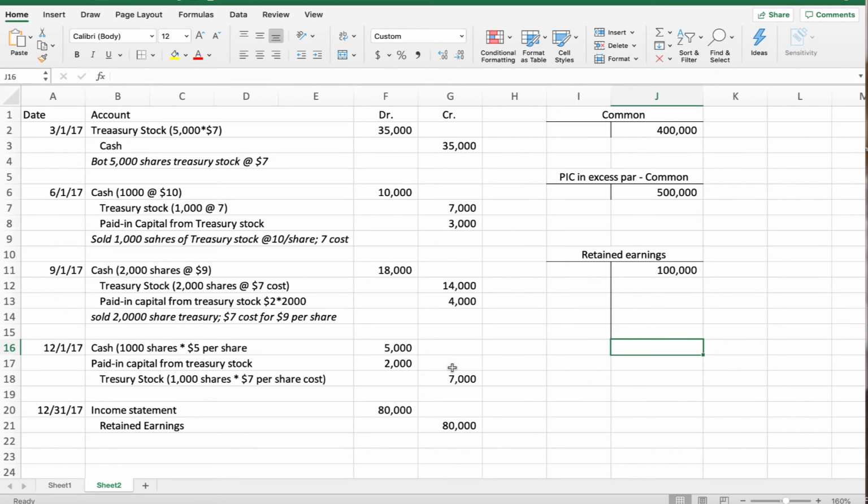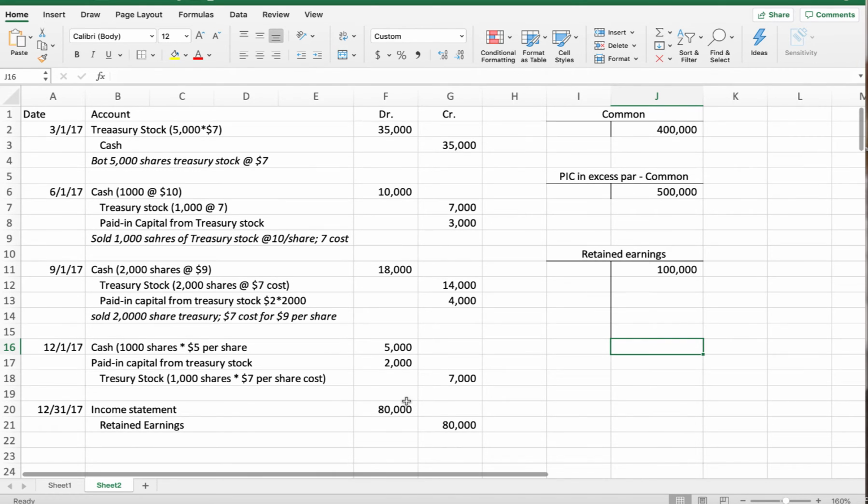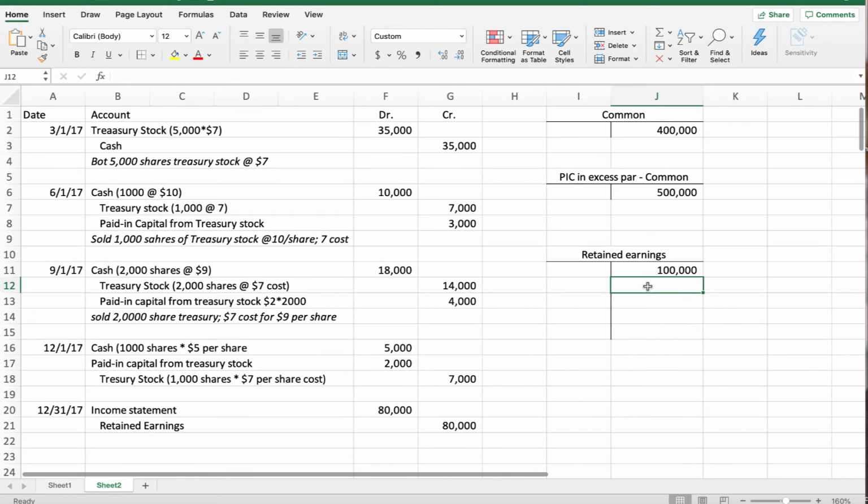Why? Well, because they want us to prepare the stockholders' equity section for Hawthorne Corporation. So we're only doing the equity section. Cash is not an equity. They don't need us to keep track of the equity account or the cash account. So we're just not going to do it. That's okay. All right. So I'm going to go quick and easy here, right?